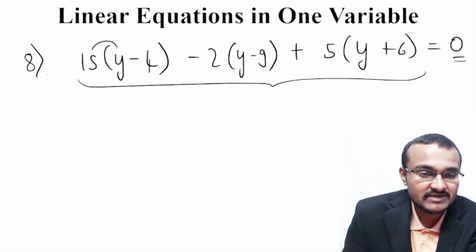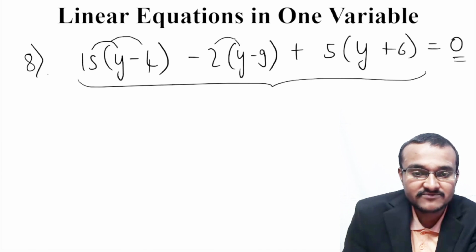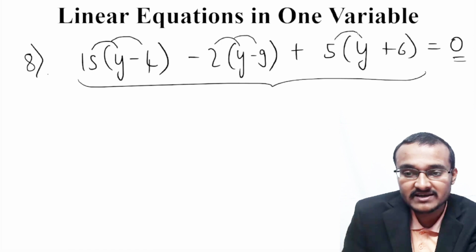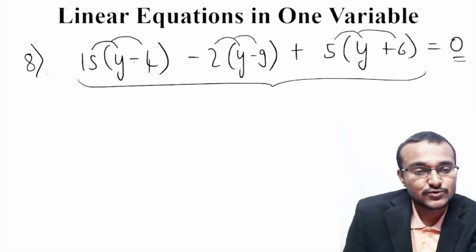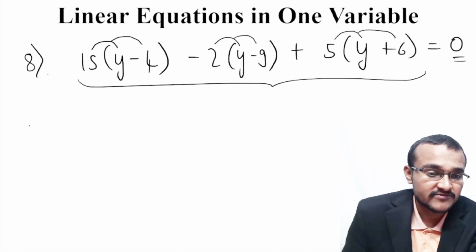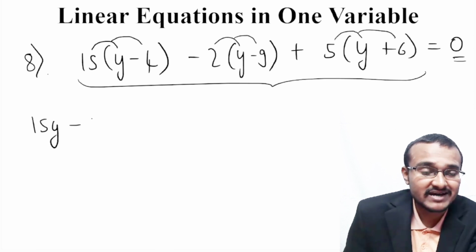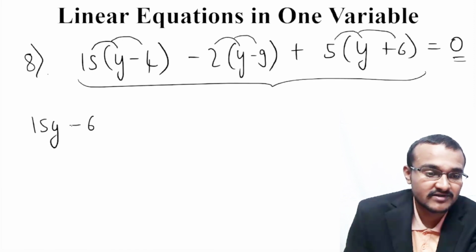So this 15 will be multiplied for this both y and 4, and here also 2 will be multiplied by this y and minus 9. This 5 will be multiplied with y and also with 6. So now we can remove this bracket by multiplying this with the two numbers which are there inside bracket. So 15 into y will become 15y. So 15 into 4 will become minus 60, because here minus 4 is there. Plus into minus will become minus. So plus 15 into minus 4 will become minus 60.